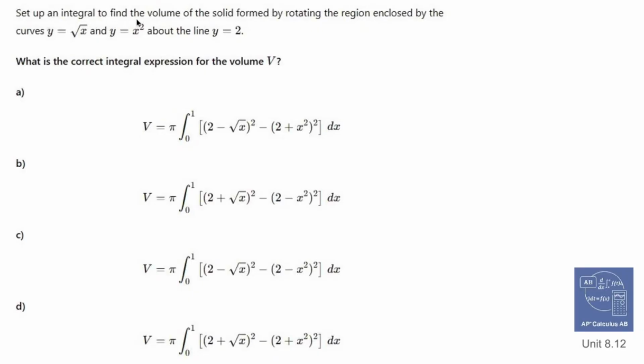Set up an integral to find the volume of the solid formed by rotating the region enclosed by the curves y equals the square root of x and y equals x squared about the line y equals 2. All right, so we've got one curve, we've got another curve, and we're rotating it around something up here.